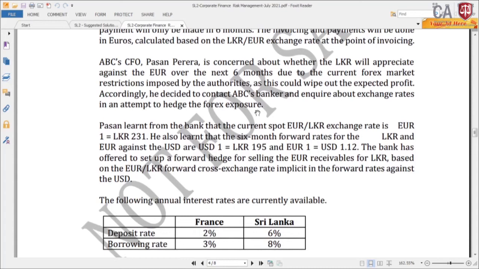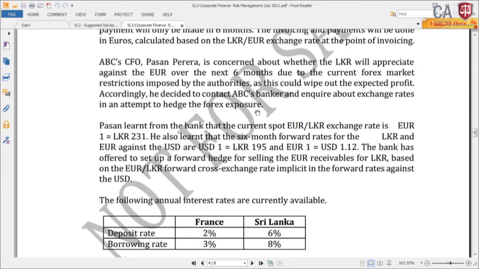Then they say that due to certain restrictions in the country, the company CFO is concerned whether the Sri Lankan rupee will appreciate. Generally, if the Sri Lankan rupee depreciates against the foreign currency, as an exporter you are benefited. All of us have to understand that if a Sri Lankan company is exporting goods to a foreign country and the monies are going to come in foreign currency, rupee depreciation is a good thing for the exporter. But from the importer's point of view, if the Sri Lankan rupee is depreciating, he is going to lose money. Why? He has to pay more money to the supplier. Here the example is about an exporter company, so we have a benefit of depreciation.